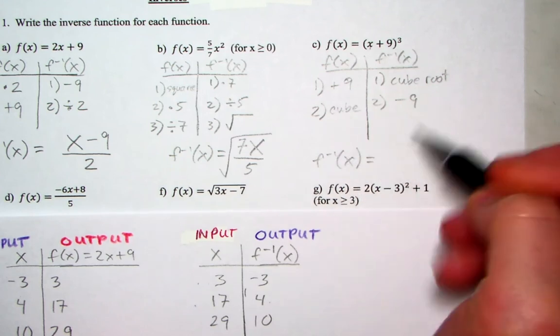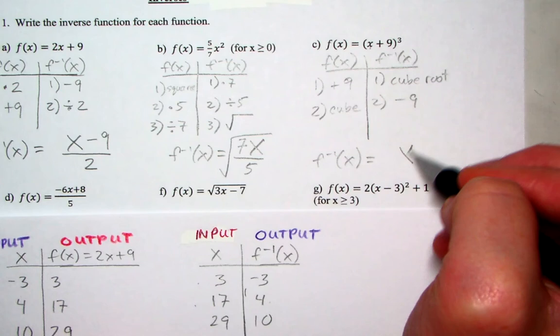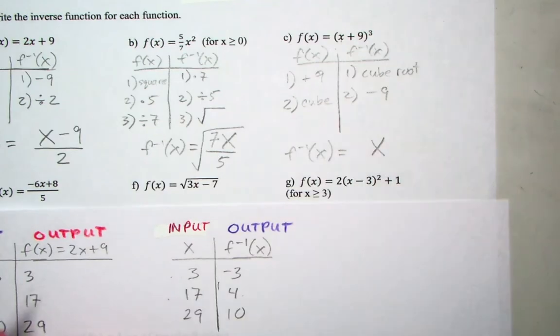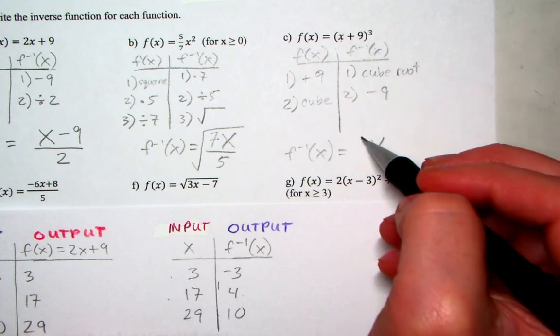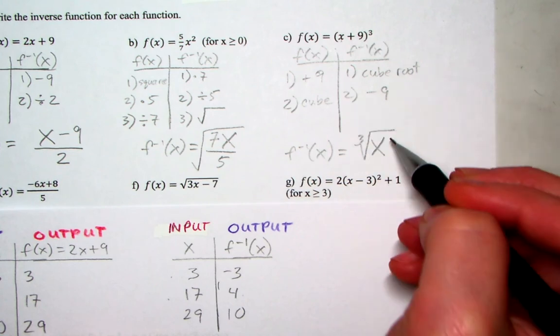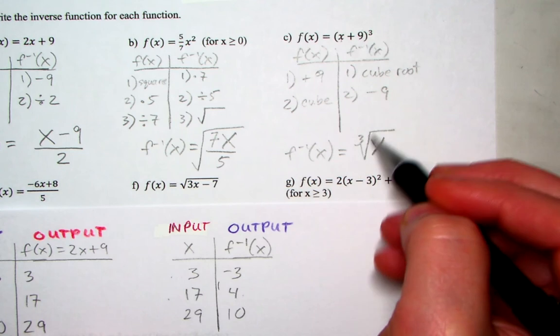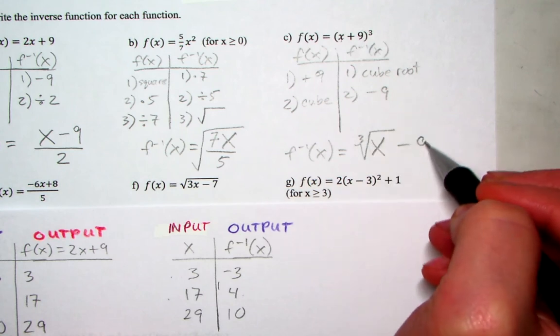Therefore, the inverse function is, so I write x, leave a little space just in case I need to put something in front. Okay, so to all of this, to every input, I first cube root. And I'm just going to make a circle motion. To all of that, I subtract 9.